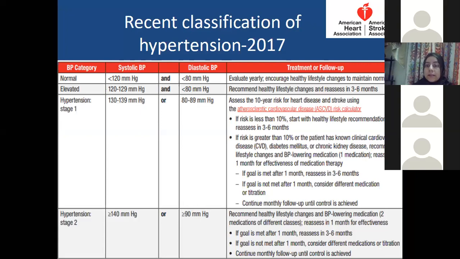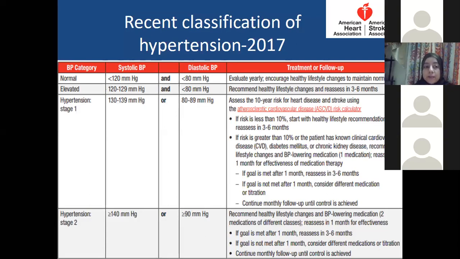So this is a recent classification of the American Heart Association. It's of 2017 and it's still in use now. According to this classification, we have the categories of normal blood pressure, elevated, hypertension stage 1 and stage 2. When you have a normal BP, systolic blood pressure is considered to be less than 120 millimeter mercury, and diastolic blood pressure less than 80 millimeter mercury. The treatment and follow-up, you'll be going through in different sessions. I'll not be focusing on it. My focus will be on the classification right now.